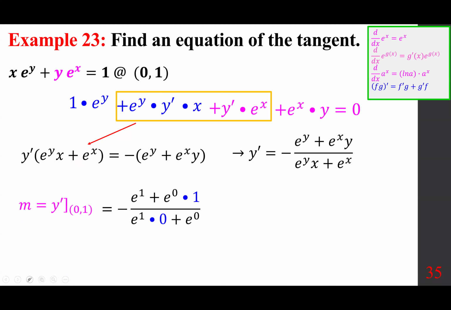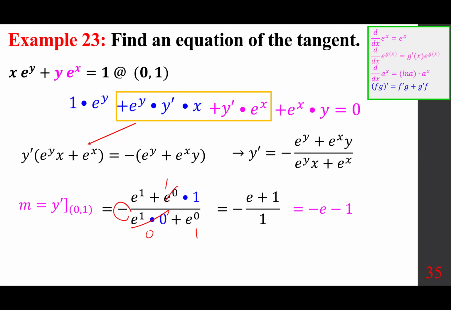So what happens here? Let's just make sure we understand it. First and foremost, e to the power of 0 is 1. So the numerator is e plus 1. And this is 0 because 0 times e to the power of 1 makes it 0. e to the power of 0 is 1. So you have this negative sign, which is not going to go away. e plus 1 over 1, which means simply minus e minus 1.